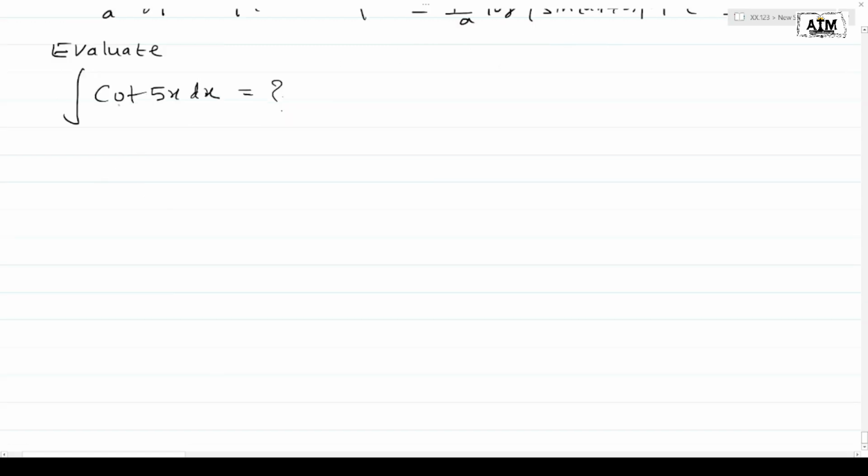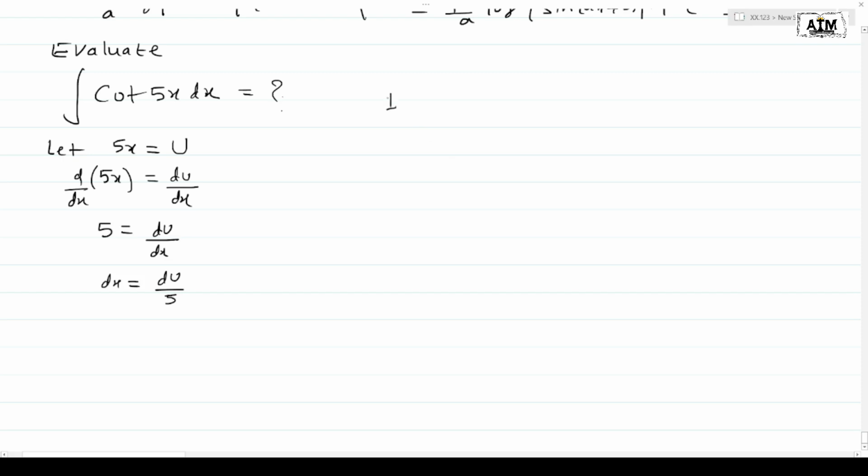For example, suppose we need to find the integration of cot 5x with respect to x. Then how to do it? Step 1, let 5x equal u, then the derivative of 5x with respect to x equals du by dx. The derivative of 5x is 5, equals du by dx. Therefore dx is equivalent to du upon 5. Therefore the integration I equals cot, in place of 5x write u, and in place of dx write du upon 5.